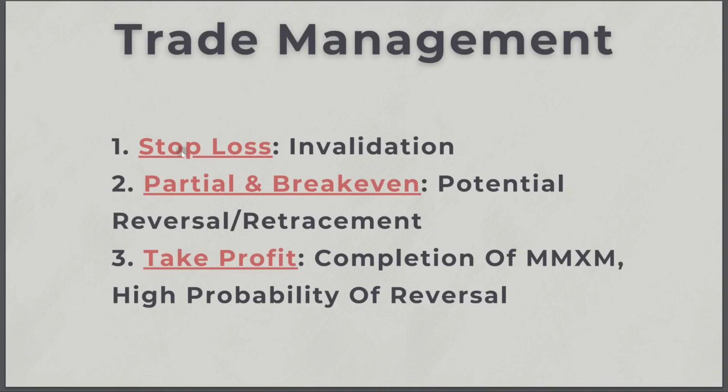Then we have the partial and break even. So those are two things at the same time, taking some partials on the trade and going break even at the point that we have a potential reversal or retracement. So let's say we're having some significant highs and lows in a bullish example. When those highs are taken and there is a big potential that we could have a retracement or reversal from there, but there is another high that is above them that could also be taken, then I could go break even at that point and take some partials.